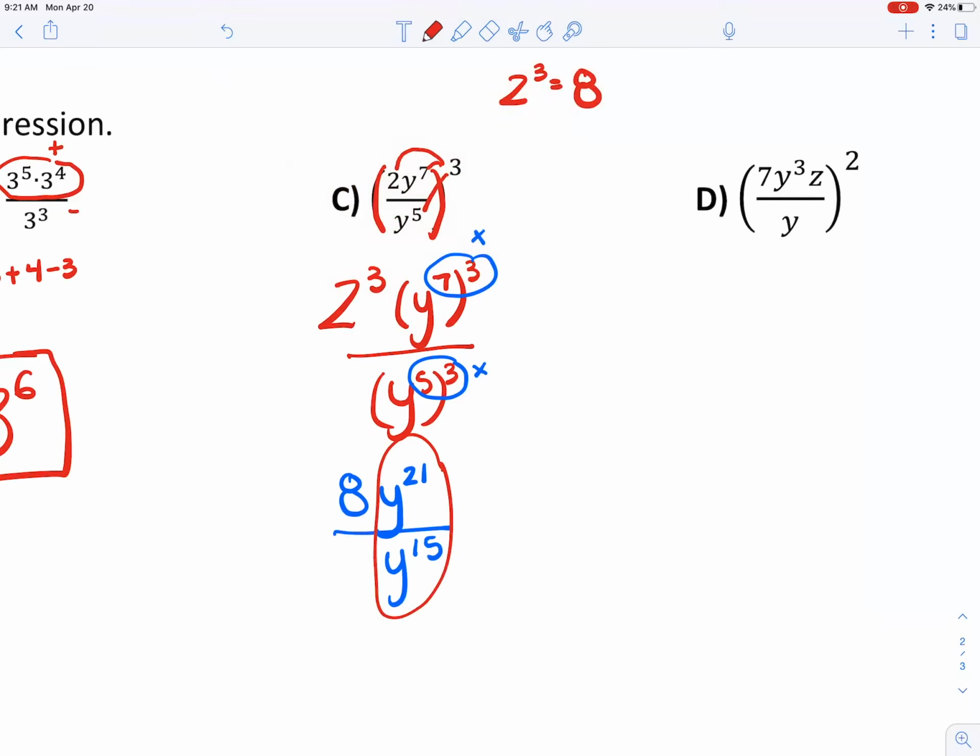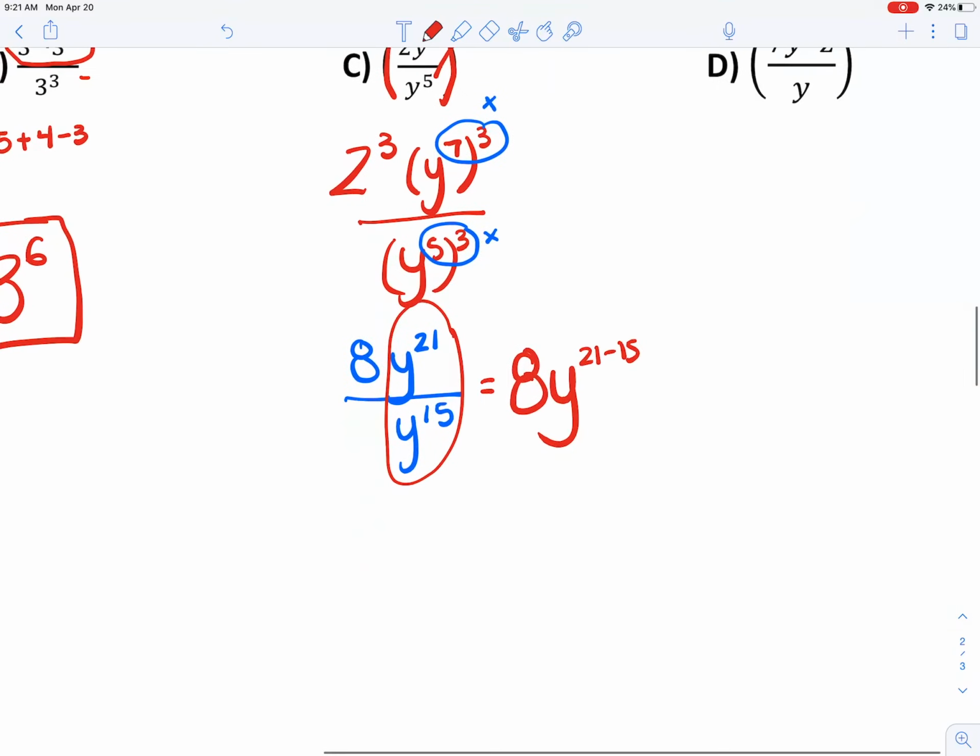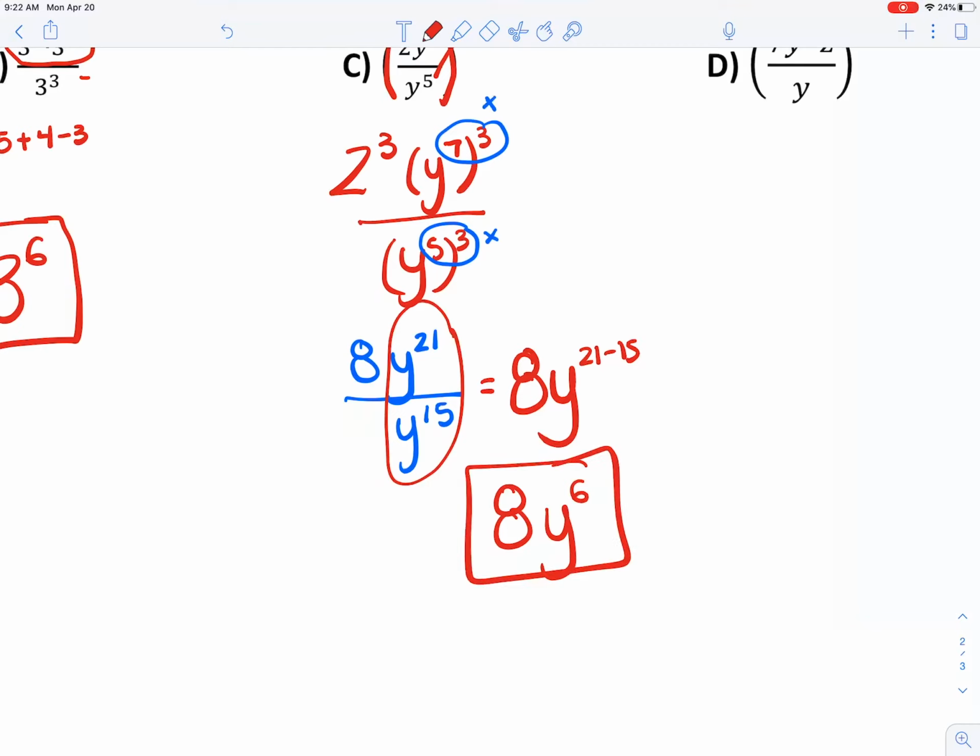And now, we've got two things that look the same, but they're being divided, so that means we subtract them. So this is going to be 8 y to the 21 minus 15. 21 minus 15 is 6. So this will be 8 y to the 6th power for our final answer.